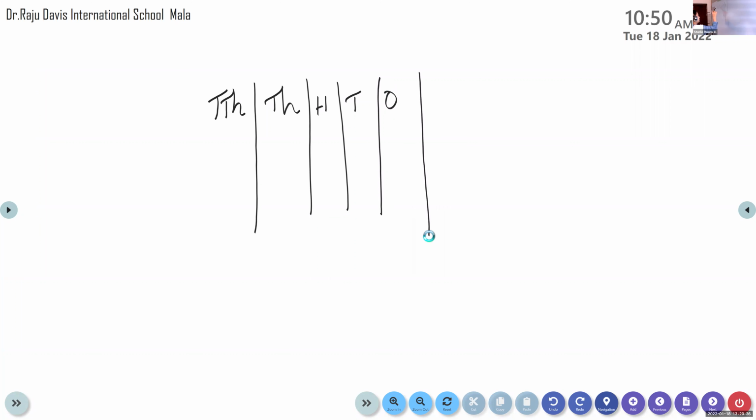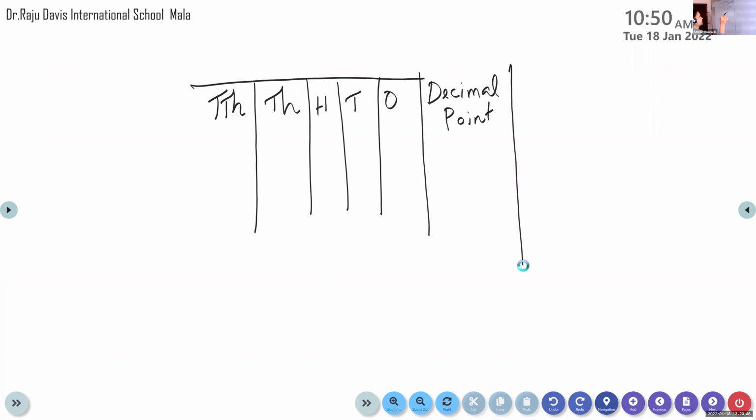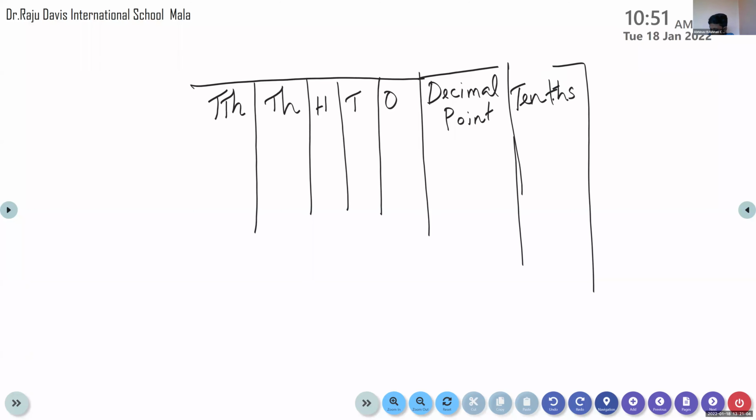After ones, what do we have? Decimal point. After the decimal point, which is the next place? Tenths. Then we have hundredths.